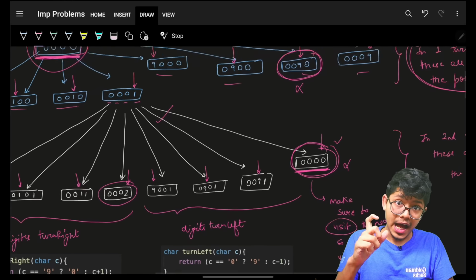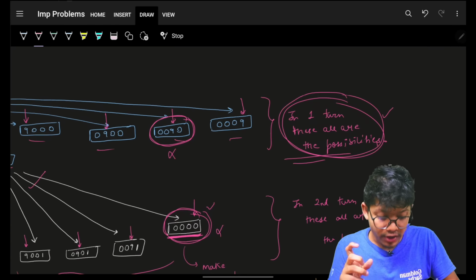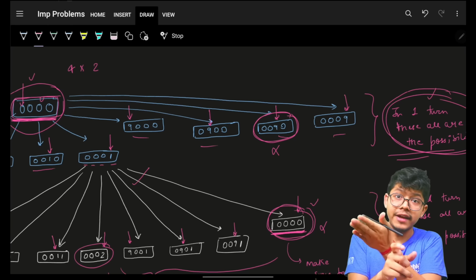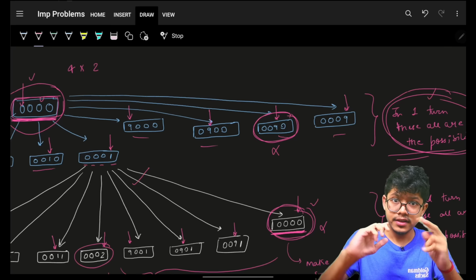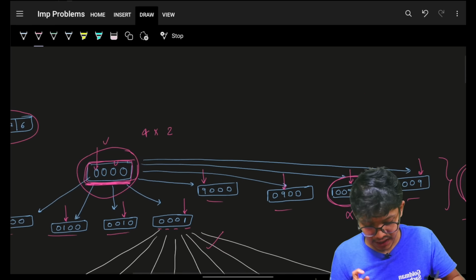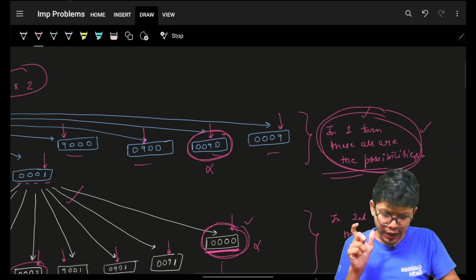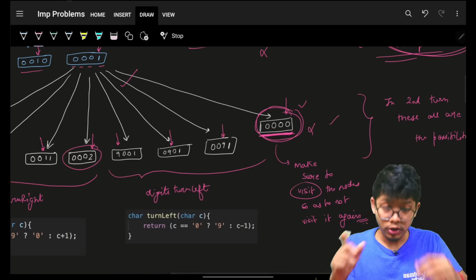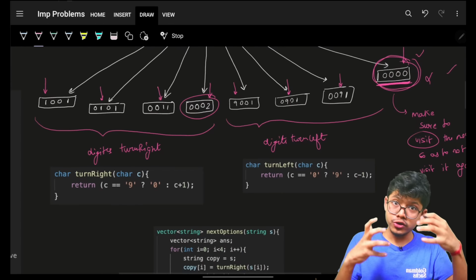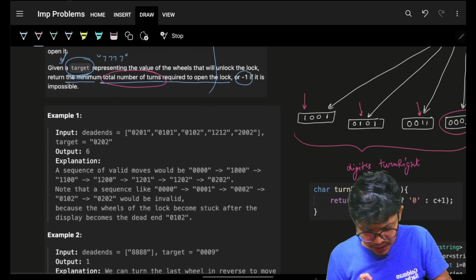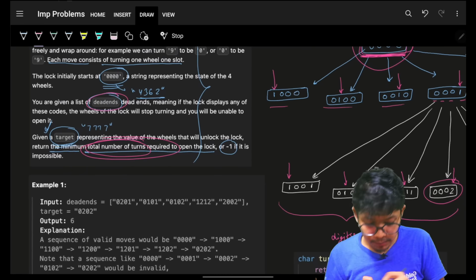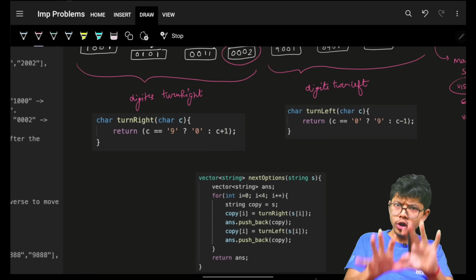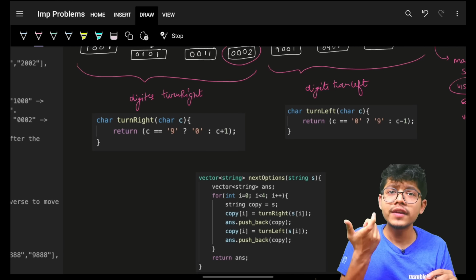I know that I am traversing on each turn, which means for every turn I have 8 options: 4 digits, turning left or right. So for every turn I am trying all the 8 options, next turn all the 8 options, and so on and so forth. What I wanted was the minimum number of turns. So let's hold on and simply write what we have realized so far.